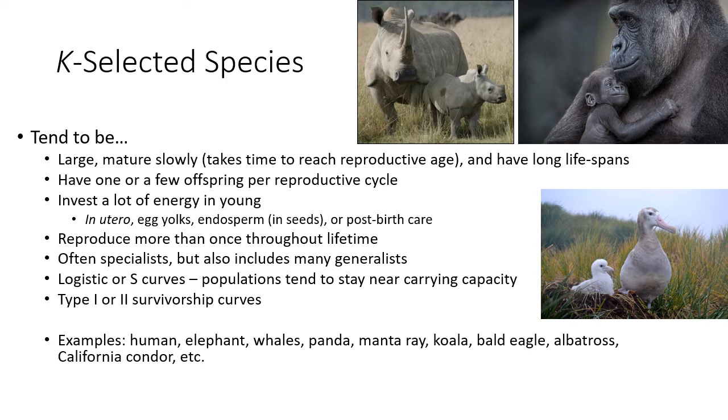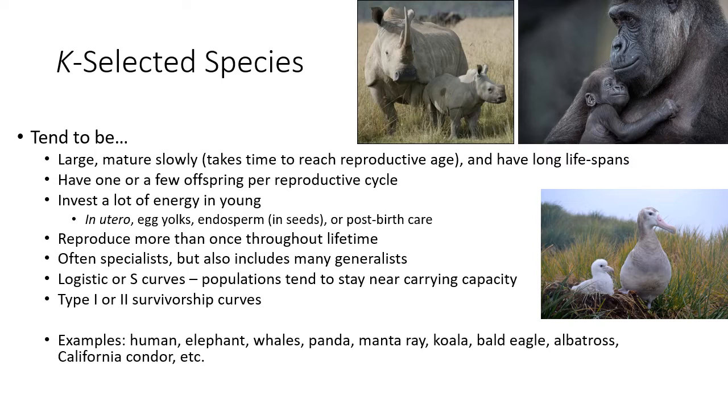So one reason that albatross have very large eggs and only have one or two chicks at a time is because they invest a ton of energy into their yolks, okay, which the developing embryo uses as nutrients. The endosperm, basically the yolk for seeds, even though a botanist would hate for me to say that, as well as post-birth care. So both this rhino and this gorilla are providing post-birth care to their offspring. They're protecting their offspring, they're nurturing their offspring. Okay.